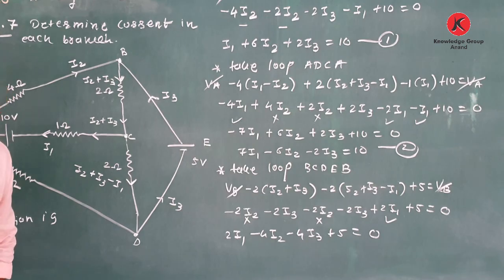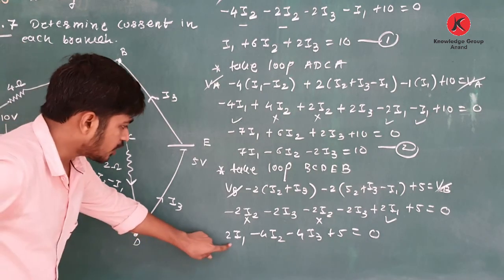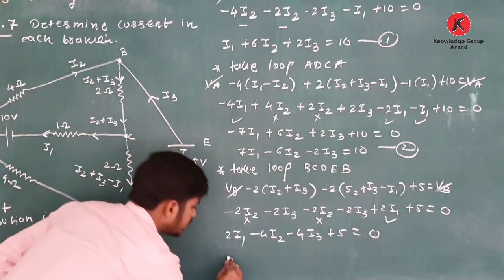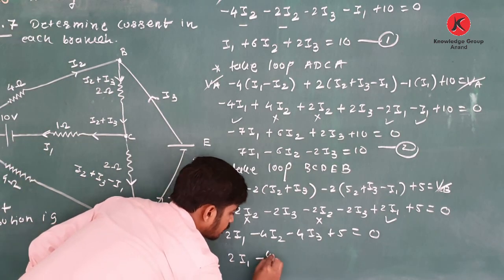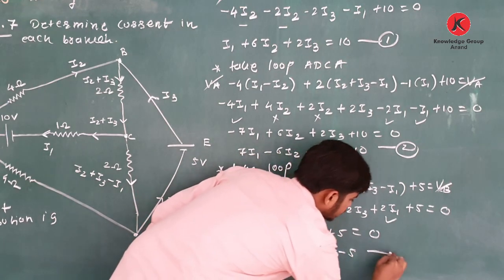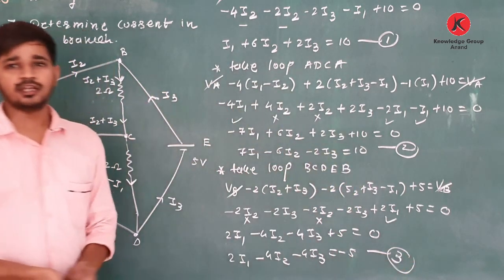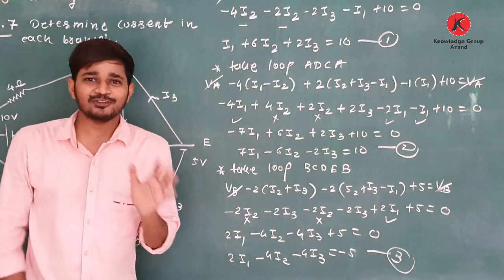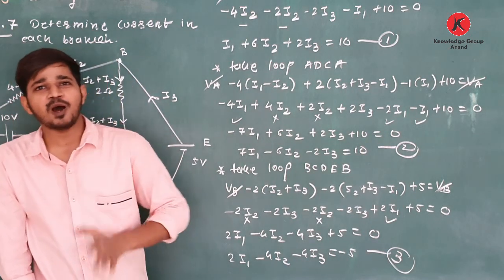Clear about this? Okay. So you can also write this equation as 2I1 minus 4I2 minus 4I3 is equal to minus 5. Equation number 3. Now from my side, physics is over. Now it's all about maths.